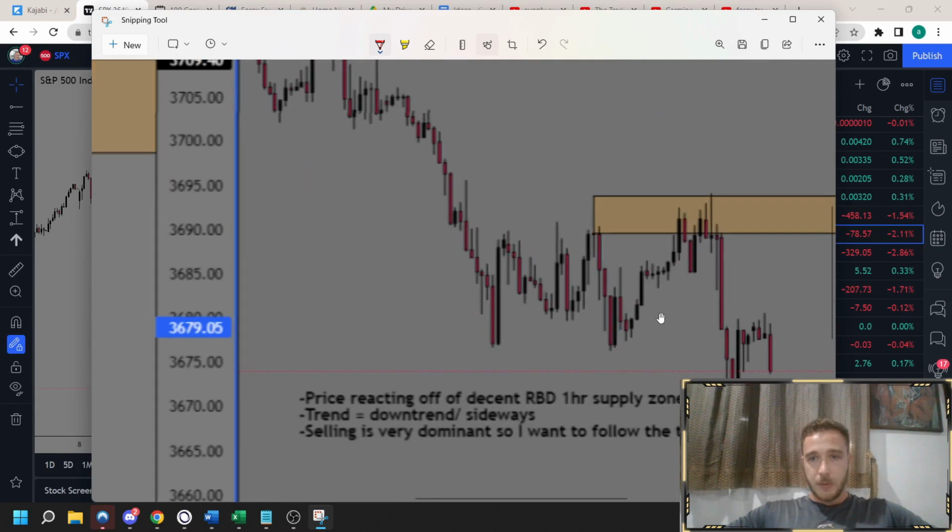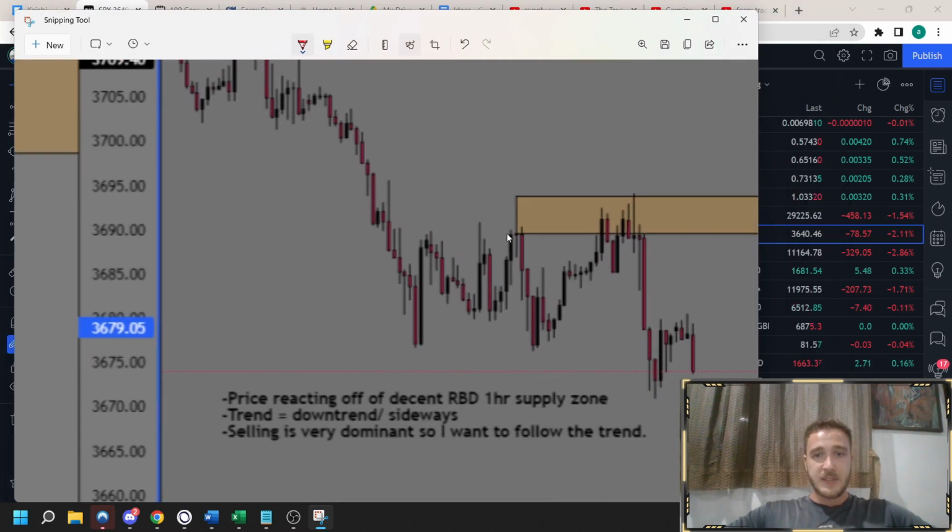And here we can see that we have this nice 1 hour rally based drop supply zone that created a new low in the market. It is also a rally based drop supply zone with good imbalance to the downside. So these three candlesticks were telling me that a lot of sellers were coming into the market, right? We're in a downtrend on the higher time frame. We know there's a lot of fear in the market right now. So I definitely want to be looking for selling opportunities rather than buying opportunities.